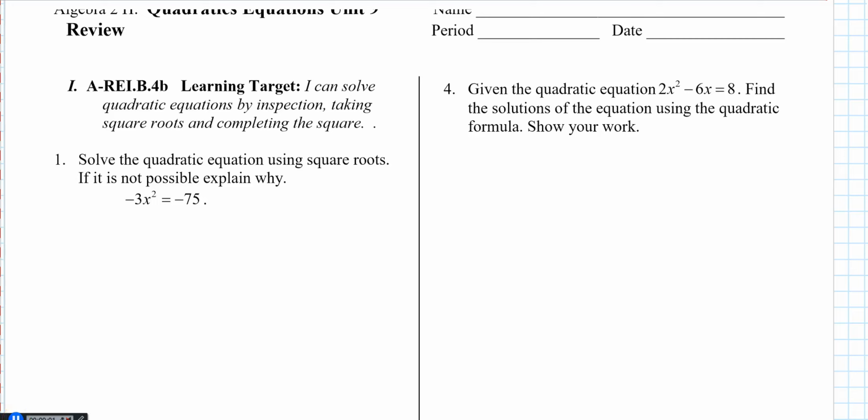Alright, welcome to the Unit 8 review for Algebra 1 Honors for quadratic equations. So if we look at number 1, solve the quadratic equation using square roots. If not possible, explain why.